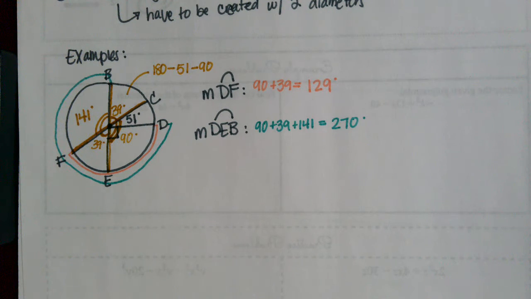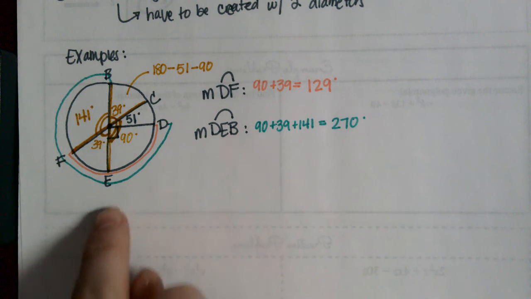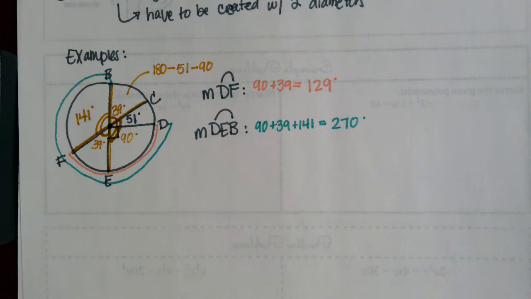So this is the whole process: finding vertical angles, finding semicircles, full circles to be able to find all the pieces in between. I hope this helps.